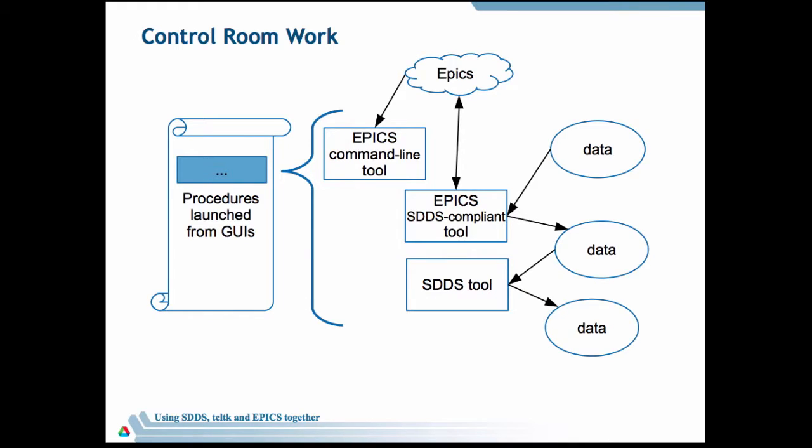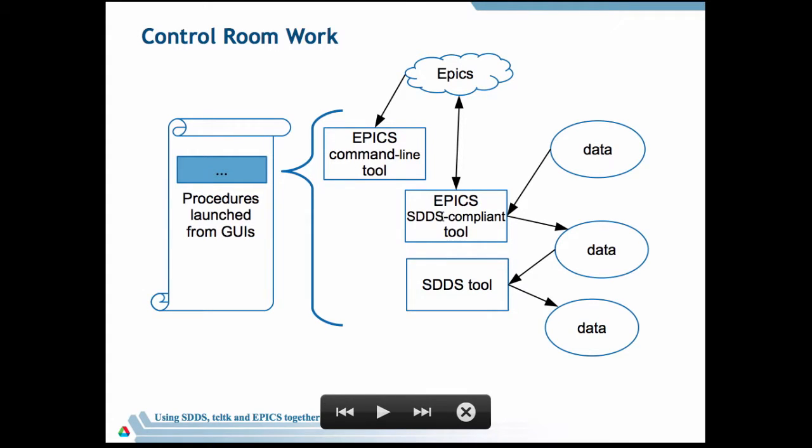Suppose we wanted to start up a sector or the whole ring. An operator sits at a computer and has to do something there. In our case, it'll be launching a procedure or opening a window that has a button that says start, or maybe something more complex in which you have to set parameters and then you press start. Inside of this procedure are the EPICS command line tools that we all know, caput, caget. Those are run directly from, say, a shell.